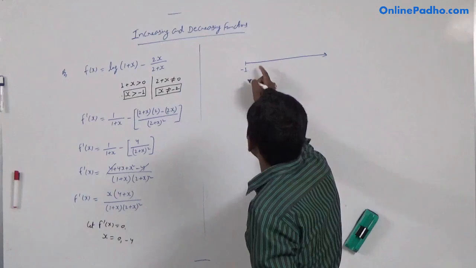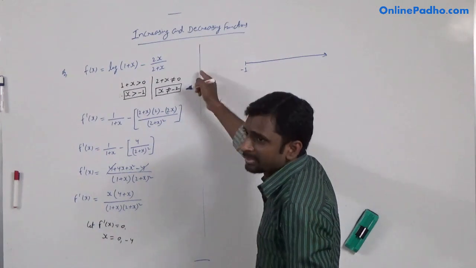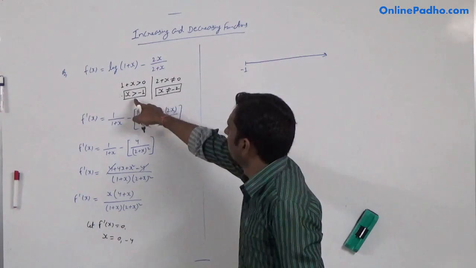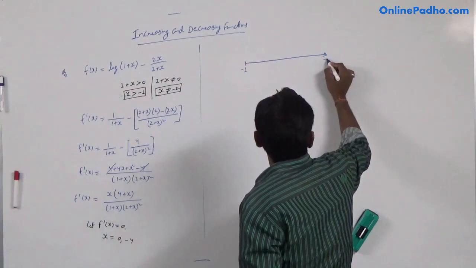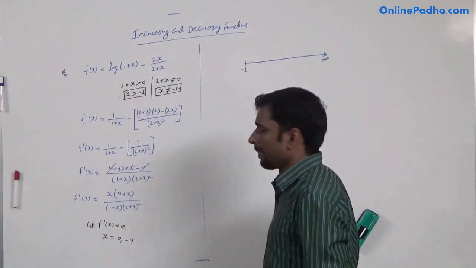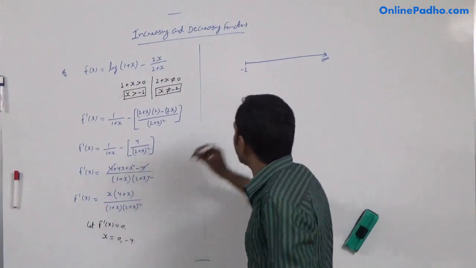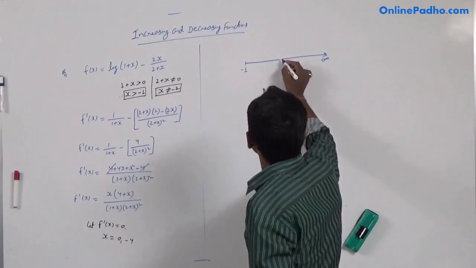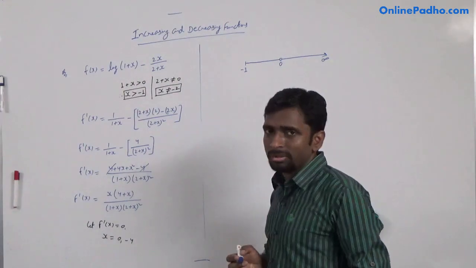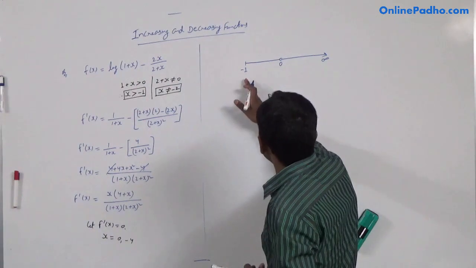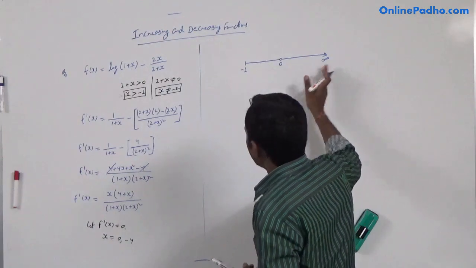No need to draw the number line before -1, because the domain is what? x is greater than -1, except -2. -1 to infinity. And what is the possible value? 0. There is only one possible value in between, that is 0. So we need to check in the intervals -1 to 0 and 0 to infinity.